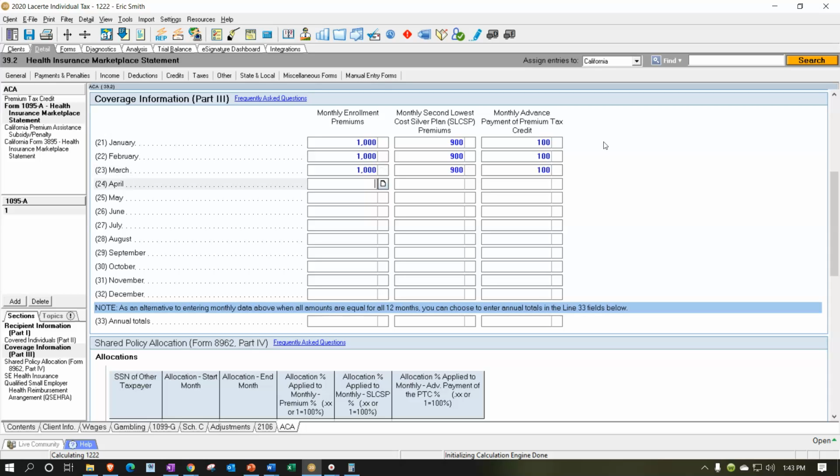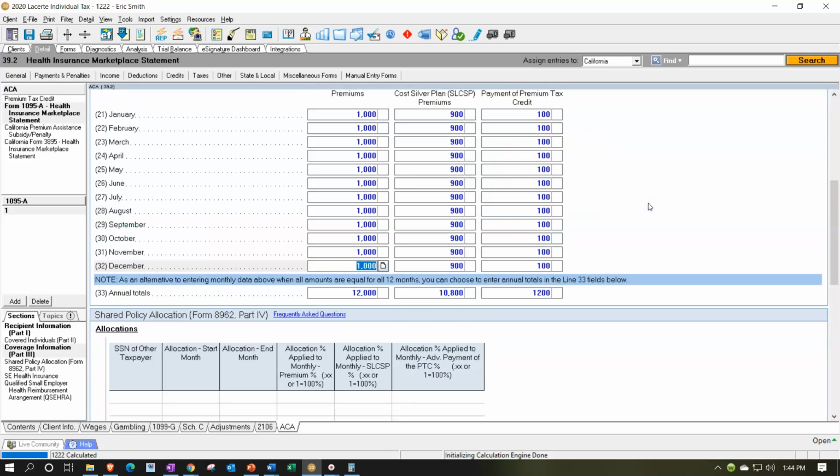1,900, 100. Now, obviously, if you only had this for part of the year, then it would show on the months for the part of the year that was covered. And so 1,900, 100, and so on down the months, and two more times. Just kind of getting into this. Got a good rhythm going here. I messed it up. Okay.